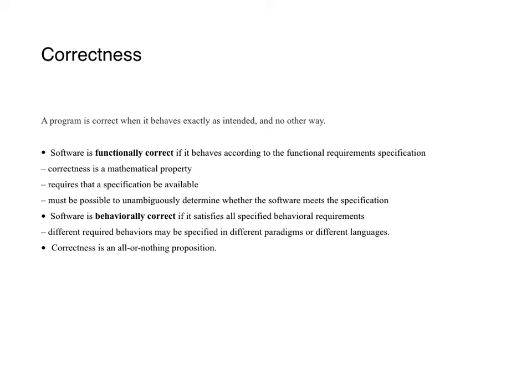Now they have listed here that software is functionally correct and behaviorally correct. So they have mentioned two terms. Software is functionally correct if it behaves according to the functional requirement specification. So now what is functional requirement? There are actually two kinds of requirement. One is functional requirement and another is non-functional requirement.